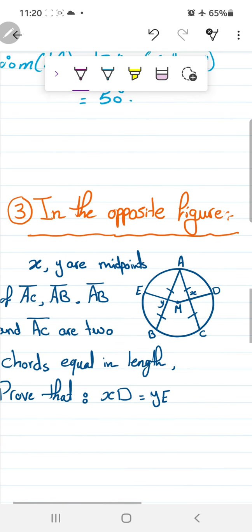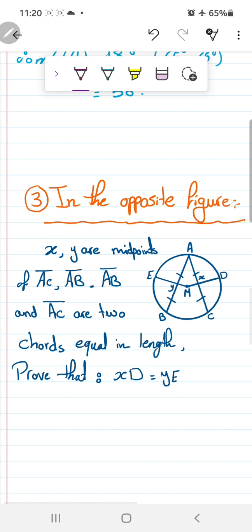Let's take another example, number 3. Here in the opposite figure, X and Y are two midpoints of AB and AC. AB and AC are two equal chords. Prove that XD equals EY.